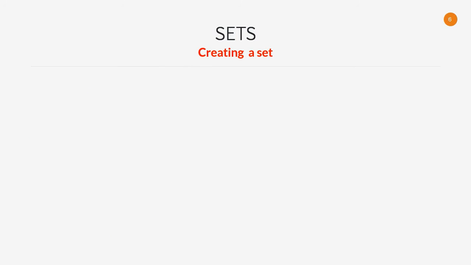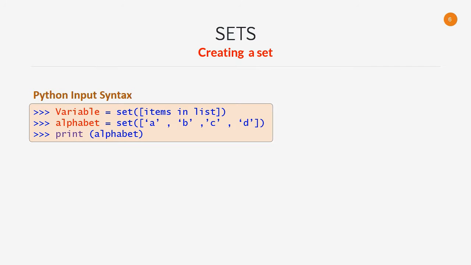Let us understand the syntax for creating a set. The syntax for creating a set uses a function known as the set function, and this is how it is used. We have taken a variable and we are going to store the set inside it with the elements, right? The syntax for using the set function is: the keyword is set, after that braces, and inside the braces you have to store the elements in the form of a list, so it will get converted into a set.